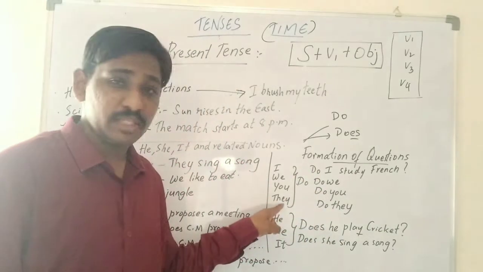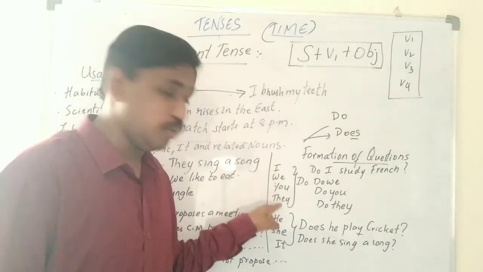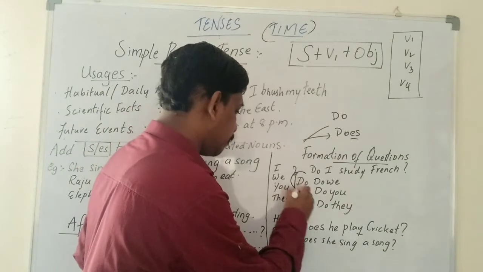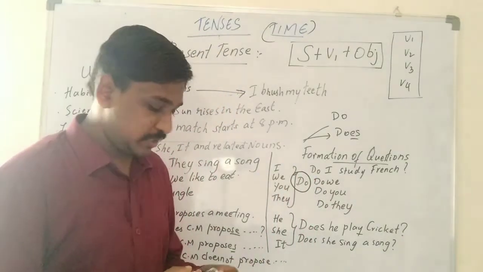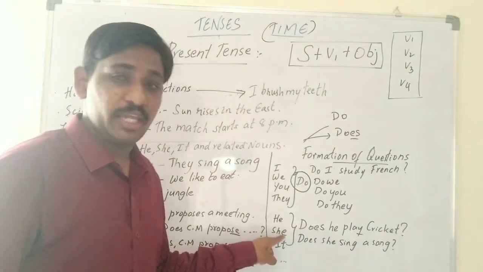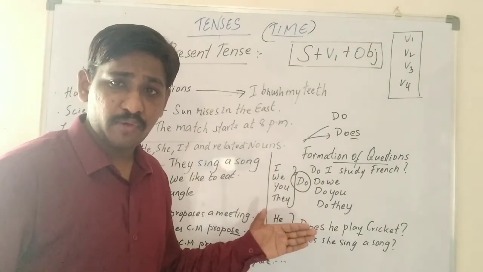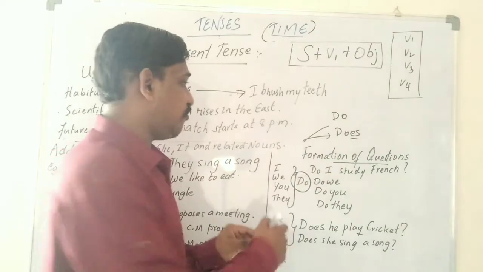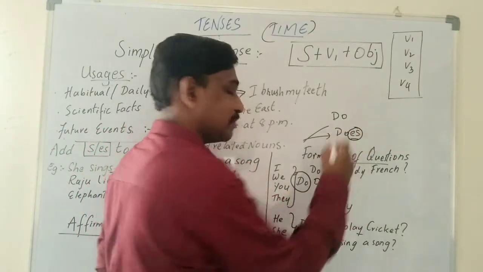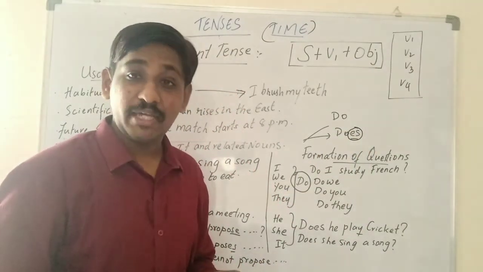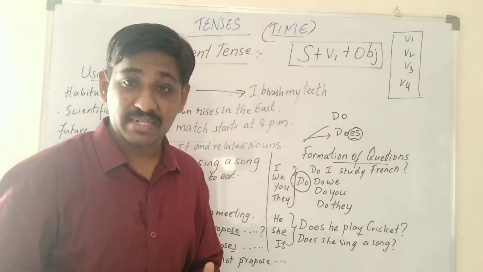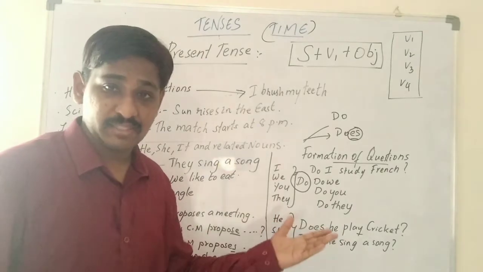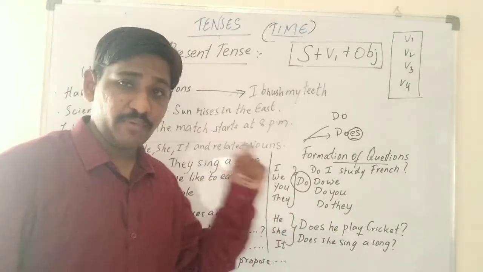You have to remember this rule. With I, we, you, they, you have to use do. Next, when he, she, it come, you have to use does. We have already seen adding s or es. Same like that, for do, you add es: does. Here again there is complication in making sentences. For he, she, it, you add does to make a question. Let us take one example.